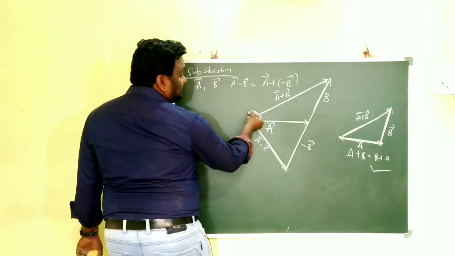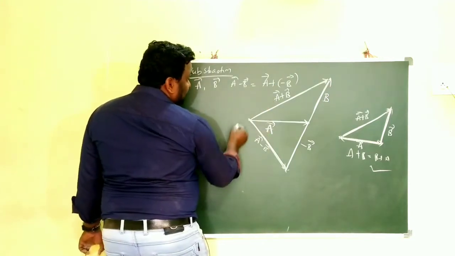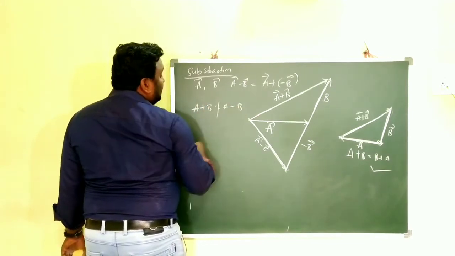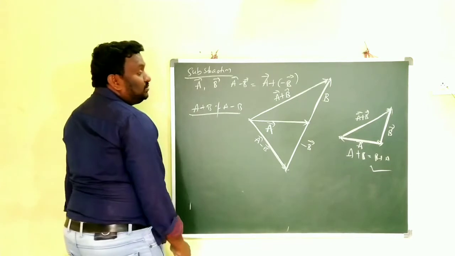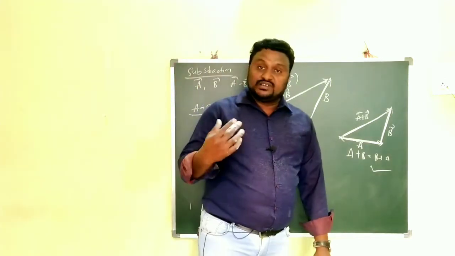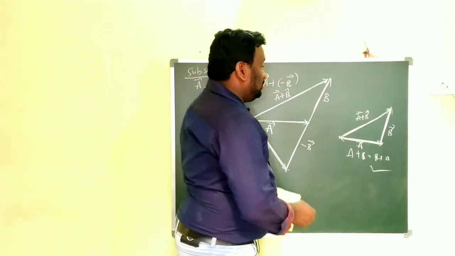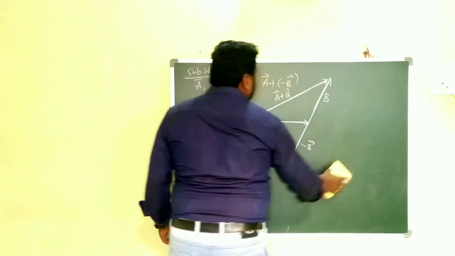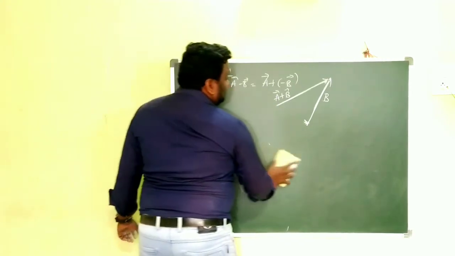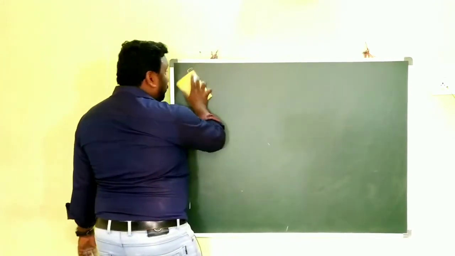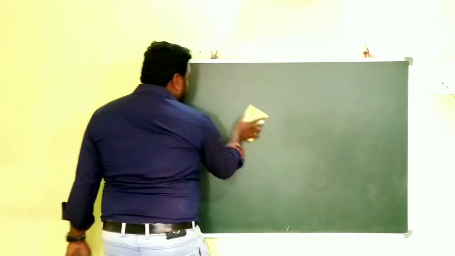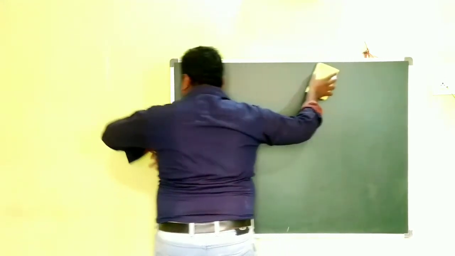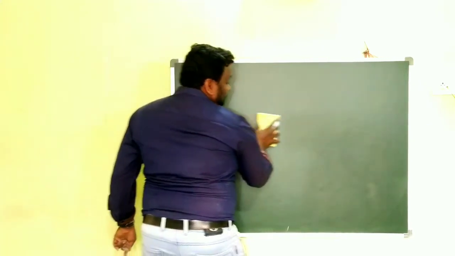But in this case, A plus B is not equal to A minus B. That means it does not obey the commutative law and it does not obey the associative law also. So that is addition and subtraction of vectors. Okay children, what I am telling now is very important from the examination point of view and for further questions.